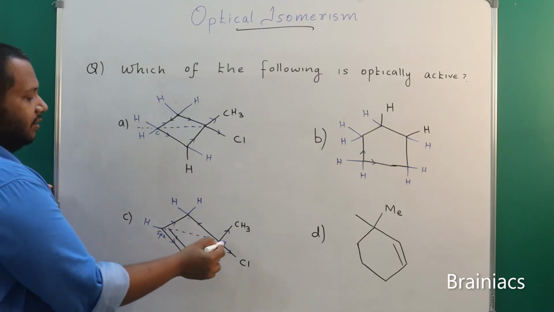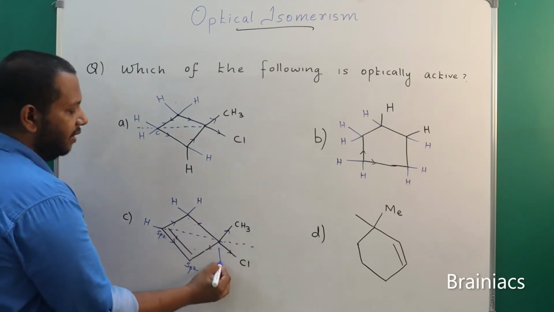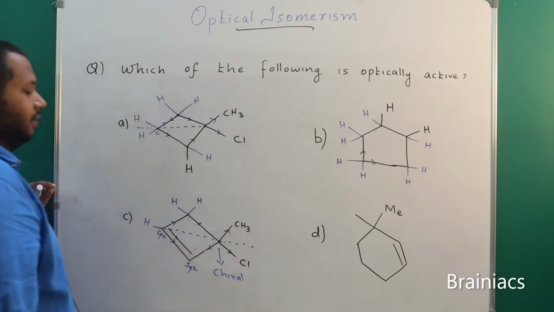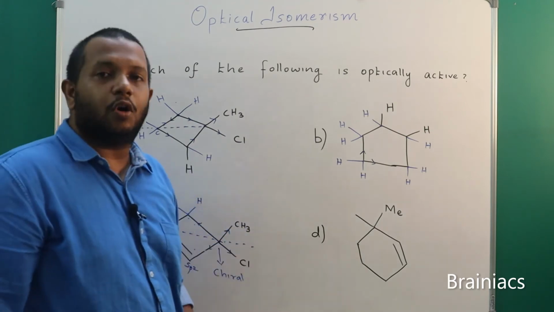We cannot find any symmetry with respect to this carbon atom. So that means this carbon is chiral in nature. This is chiral. So the answer should be option C. Now let's look at option D.